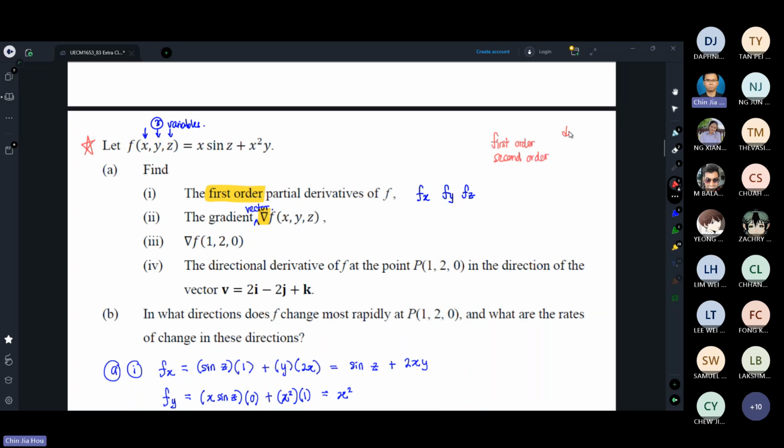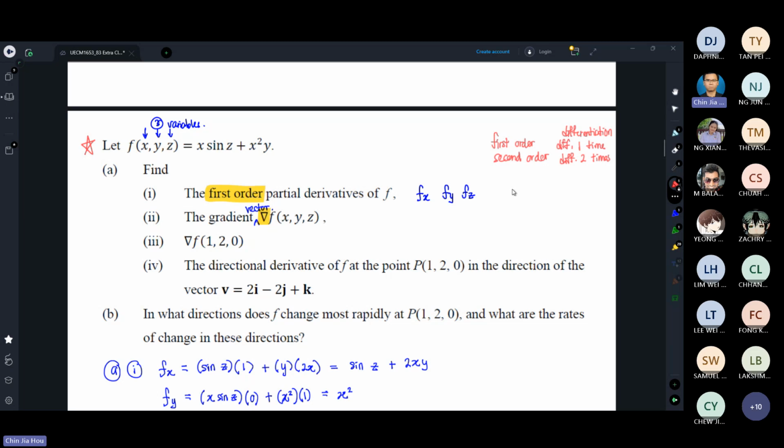In differentiation, it simply means differentiate how many times? Differentiate one time and differentiate two times. Let me give you one very straightforward example.